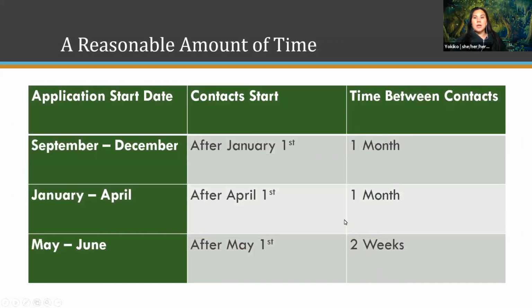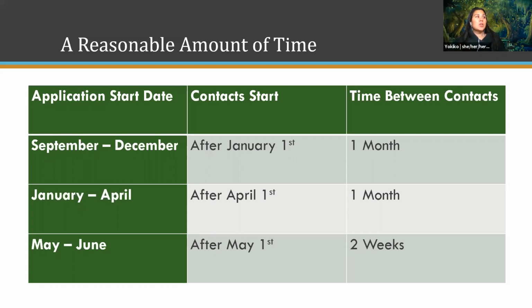So what's a reasonable amount of time? It's a very good question, and it's one that we get a lot. So we have a guideline. If the College Bound application was started within the time frame of September through December, a contact attempt would start after January 1st. So an example would be in September through December of 2020, the first contact attempt would be after January 1st of 2021. And then it would be at least 1 month of contact attempts between times. So it's saying January 1st, you would follow up, and then another month following that.